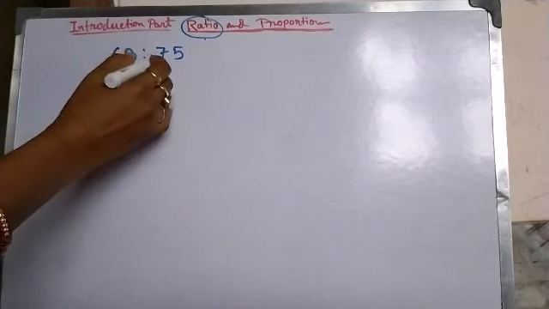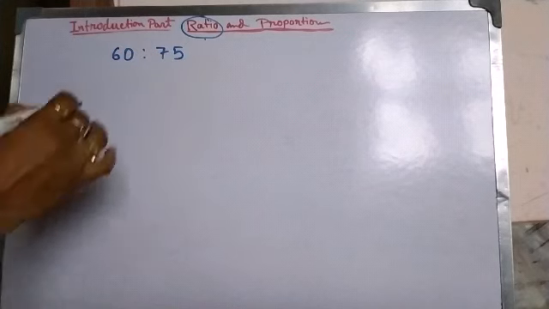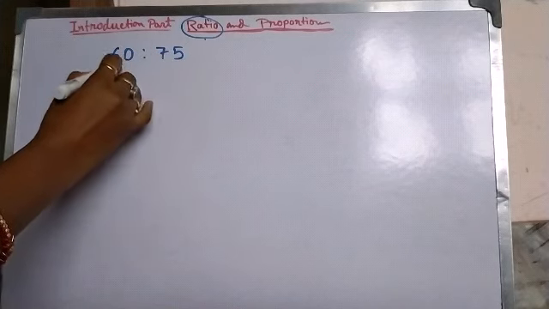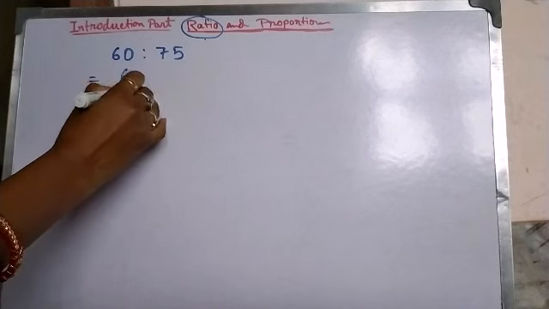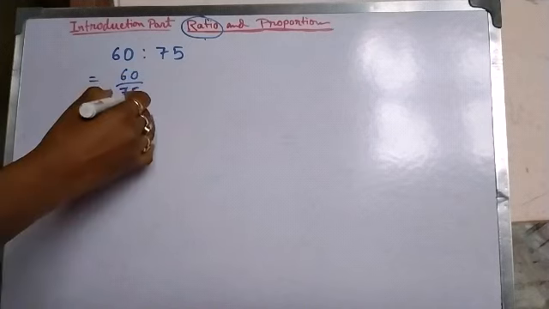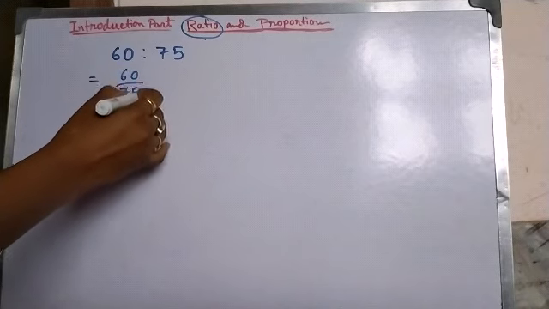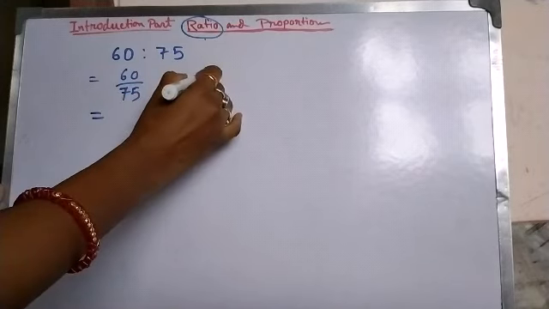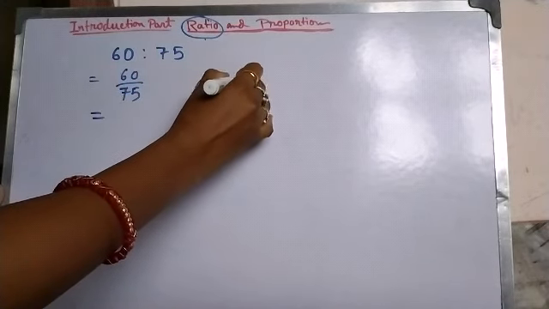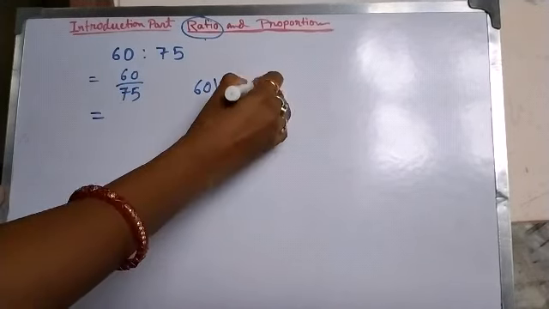Now I will discuss how to make a ratio in the simplest form. 60 is to 75 is given. Simply we have to first convert it into fractional form, that is 60 by 75. Then if we find the HCF between them, we will get the exact answer. So for 60 and 75, we have to find the HCF first.